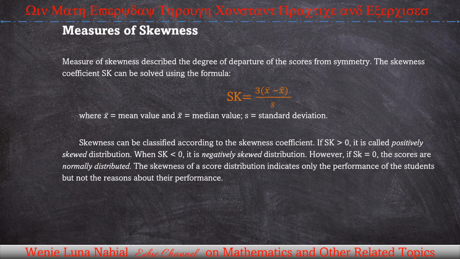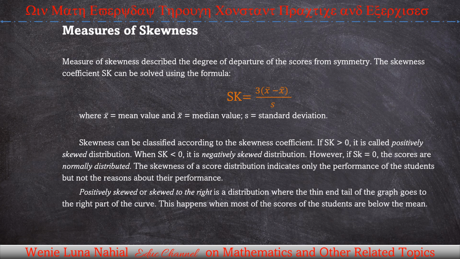The skewness of a score distribution indicates only the performance of the students but not the reasons about their performance. So again, the skewness of a score distribution indicates only the performance of the students.